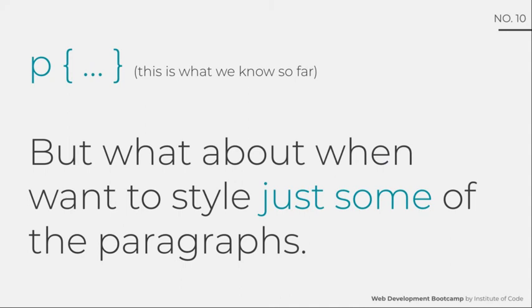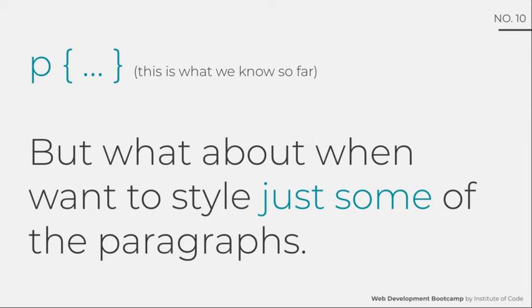Now, this is the part that I know you guys are most excited about. What we've learned so far is our element selector. So we use an element name like P, H1, H2, section, and then we put curly brackets and we write the styles. And what that does is styles every paragraph on the page. But what we haven't learnt yet is what to do if we want to style just some of the paragraphs.